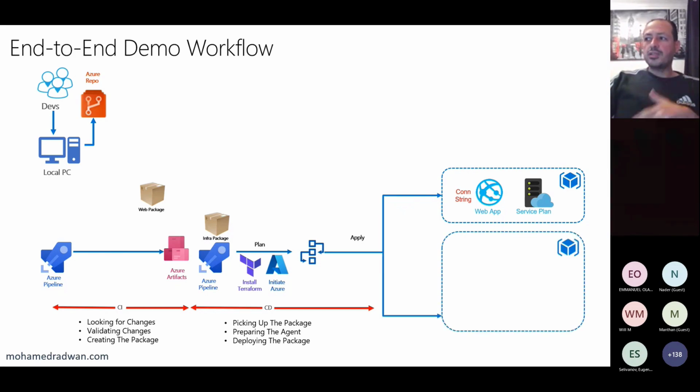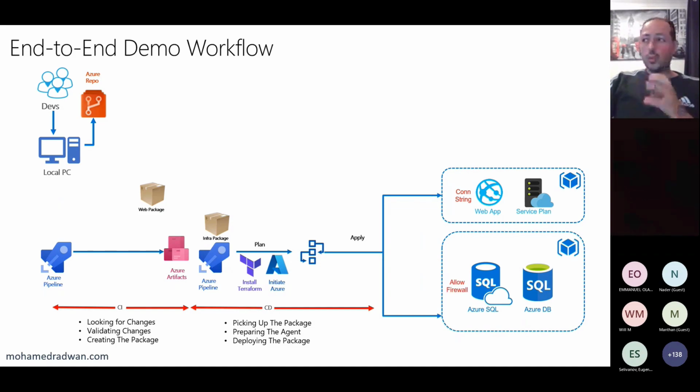And then creating another resource group with Azure SQL and a SQL database as well, and also enabling the firewall so the web application can communicate with the SQL. I will show you that as a part of the infrastructure as code. So now, as you can see from the infra package, the CD completely provisions and configures all the needed environment. So now my environment is ready.